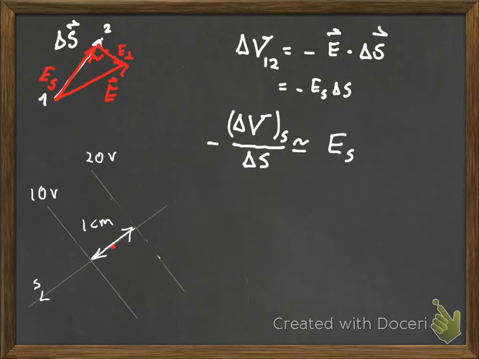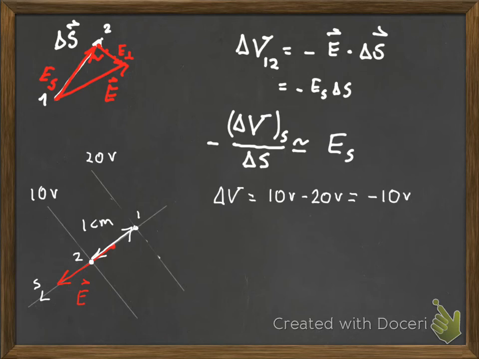What you need to do is choose S to be the direction perpendicular to the equipotentials. We already know that the electric field should be pointing in that direction, and from high voltage to low voltage. So we already know that the electric field points in that direction. So that should be our S direction. So to use the equation in that direction, we're going to pick points 1 and 2 along that direction.